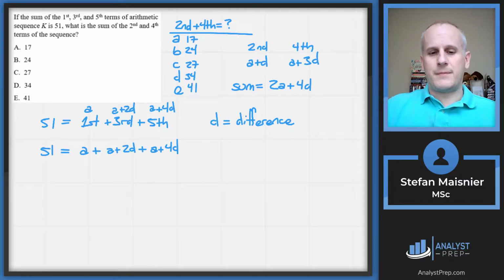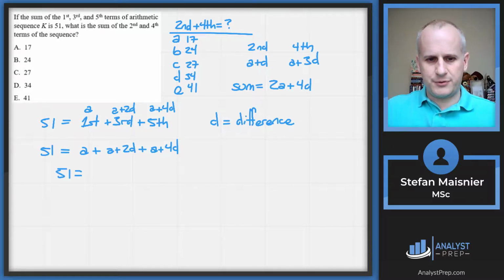So now, we've got to combine like terms here. So we've got our A plus A plus A. So that means that 51 is equal to 3A. And then we've got plus 2D plus 4D, which is going to be 6D. So we see this, and we've got to get from 3A plus 6D to 2A plus 4D.